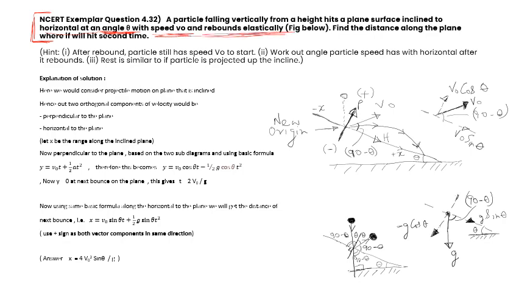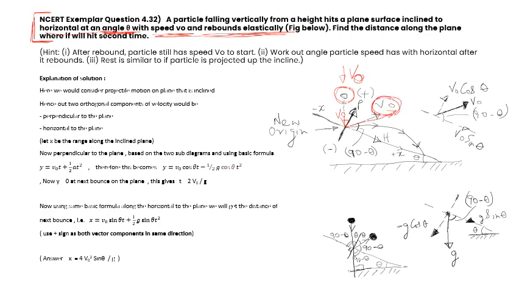This is important to understand, what this means. So this is our particle which is falling with a speed of v0 and rebounds elastically. Elastically means it will come back with the same speed. So if this is hitting with v0, it will move out also with v0. This is what elastic means.